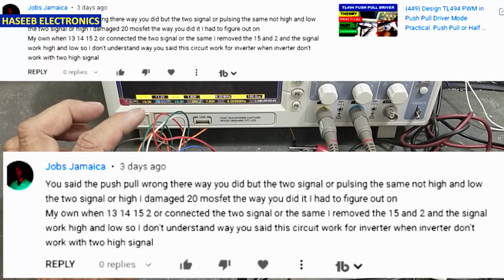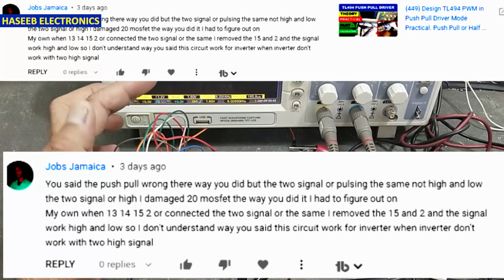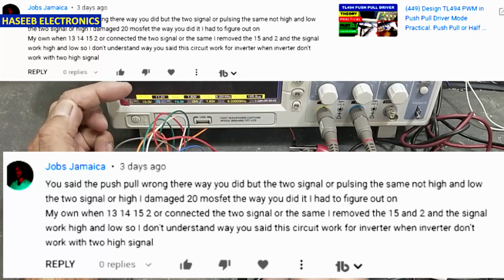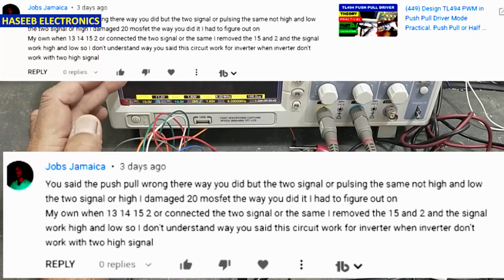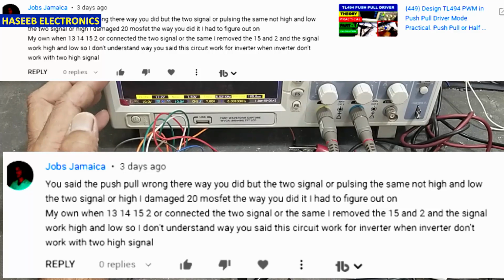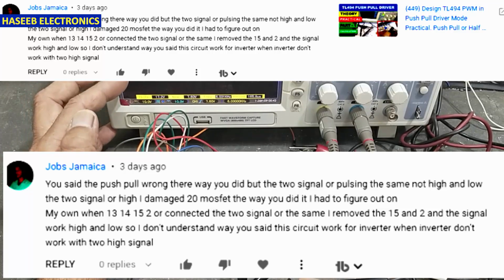The message from my viewer Jobs Jamaica, he said, you said it is push-pull, it is wrong. Okay, we will see, is it wrong or is it correct? He said both signals are pulsing at the same time. Okay, we will see it. Then he said, I damaged 20 MOSFETs. I am really very sorry. If you damaged 20 MOSFETs, that means you damaged many things. He said pin 15 and 2, and I removed the signal.